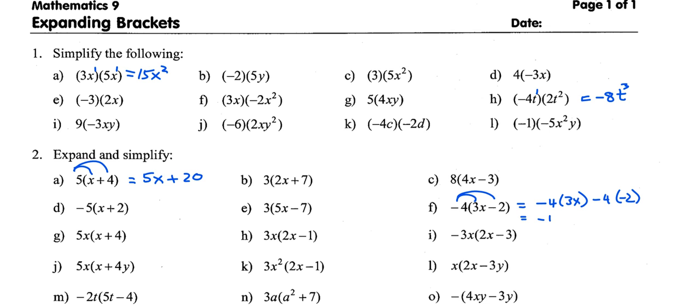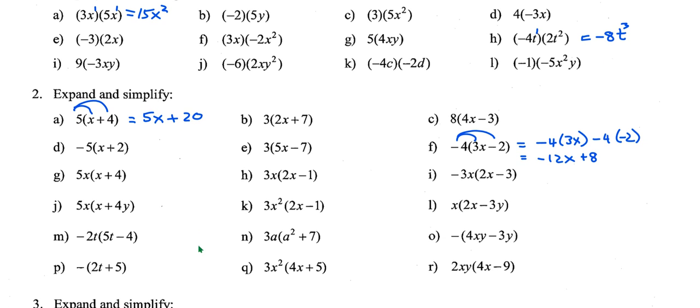Negative 4 times 3x is negative 12x. Negative 4 times negative 2 is 4 times 2, which is 8. Negative times negative is positive, so positive 8. Remember that rule only applies to multiplication and division, so be careful using it. All right, that's 2f.